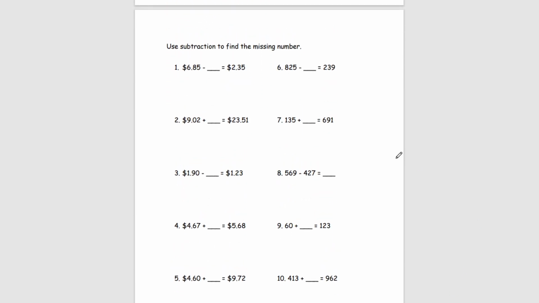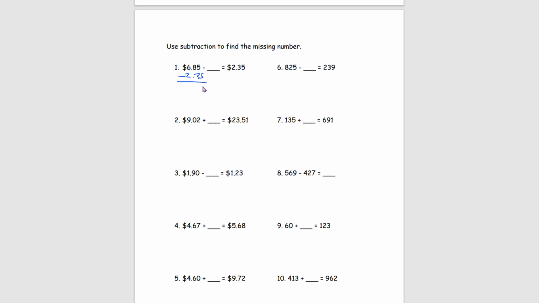For this third page, we're going to be using subtraction to find the missing number. For number 1, we have $6.85 minus blank equals $2.35. Basically, all we have to do is subtract the sum from the added. So we can do 685 minus 235, and we have some simple subtraction from there.